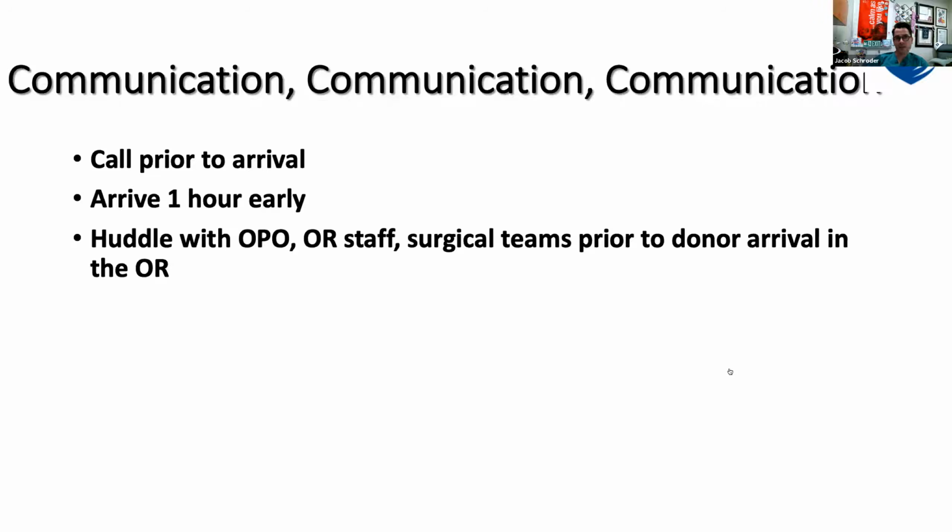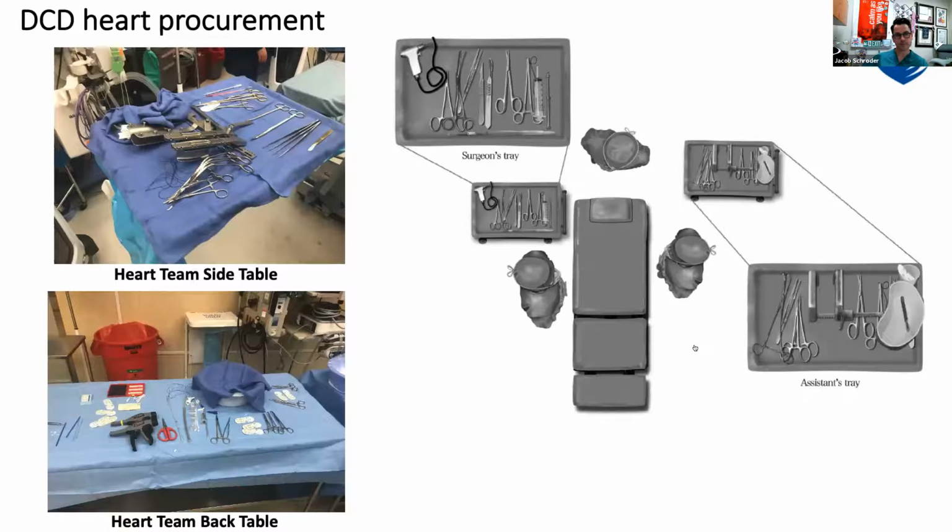And then when we get there, we huddle with the OPO, OR staff, and the other surgical teams. Communication has been really important to make sure everyone is on the same page, everyone's comfortable with what we're doing. This is really not rocket science, but I know that especially when we go to these smaller hospitals, people get nervous with OR and OPO staff who've never done this before, or have little experience. So we try and communicate as much as possible and try and help people understand exactly what we're doing.